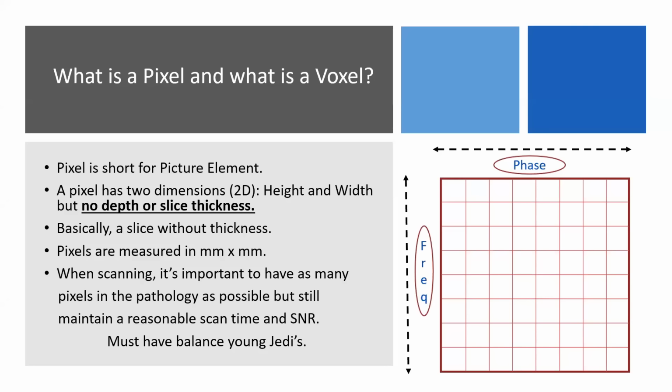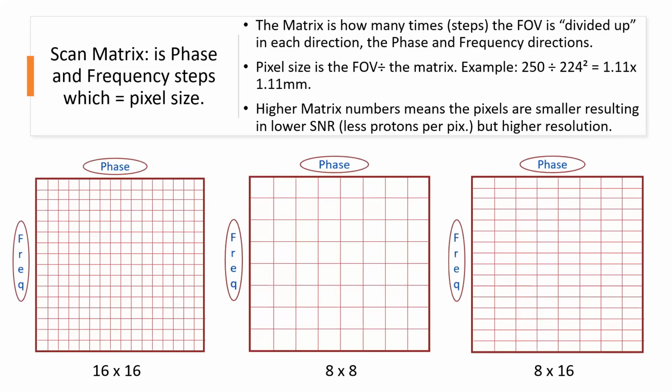So when you're scanning, it's important to have as many pixels in the pathology as possible, which I've already said. But you still need to maintain reasonable scan time and signal to noise. So you've got to have balance. I had a student ask me one time, how much signal do you need? And I think they were just seeing what my answer was going to be. And I said, enough. You need enough signal to noise that goes along with scan time and resolution. So you need enough signal to get a good picture.